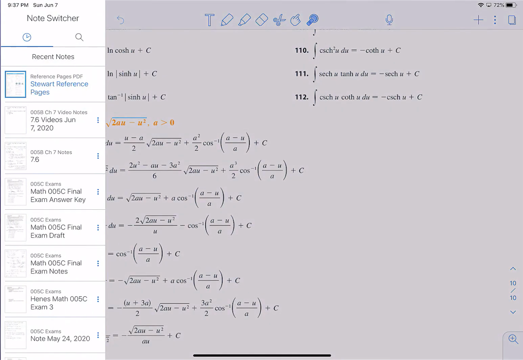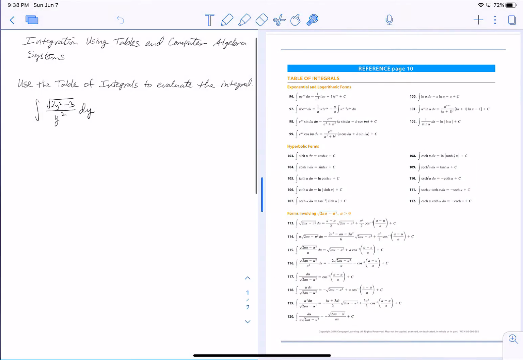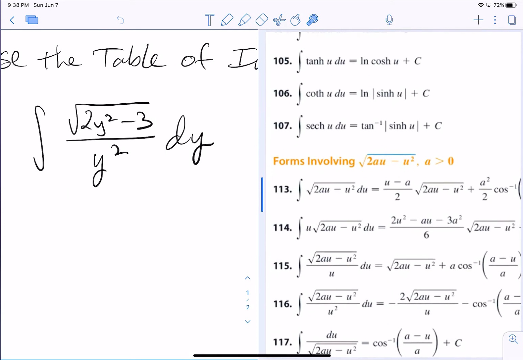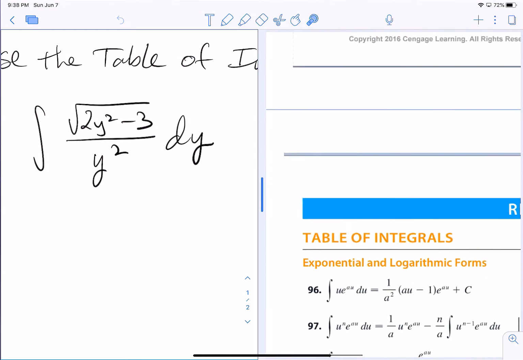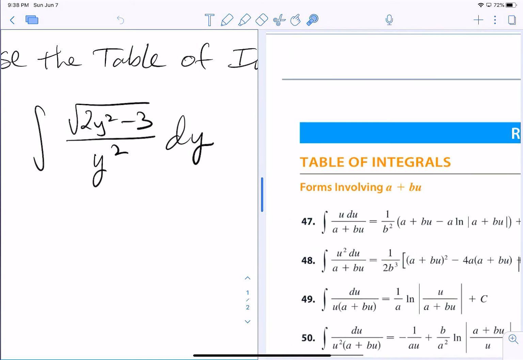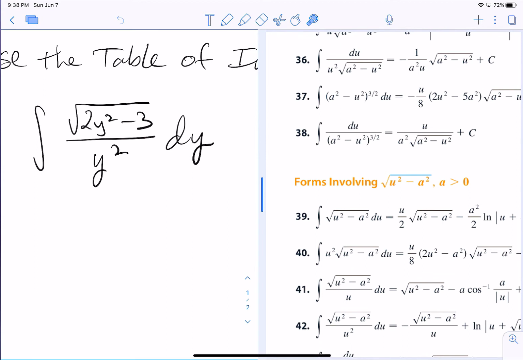Our task is going to be to compare what we have with what's in the tables. So what we have here is a square root of 2y squared minus 3 divided by y squared. I see that what we have in the square root is a first term that has a y squared and then a second term that's a constant. And so I'm going to look for the various forms that we just went through. And I see here forms involving a plus bu. That's not what I'm looking for. U squared minus a squared.